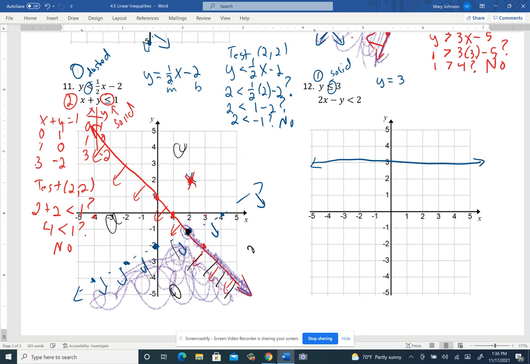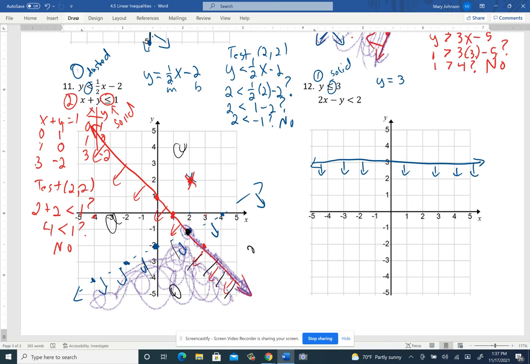You don't normally need to use a test point for these. If you want your y's to be less than 3, you would clearly have to be below that line. Now you can be all the way below, like all of these points, all the way down. But I'm just doing the little mini arrows to keep it from being too messy. But it does go past the x-axis, just all the way down.